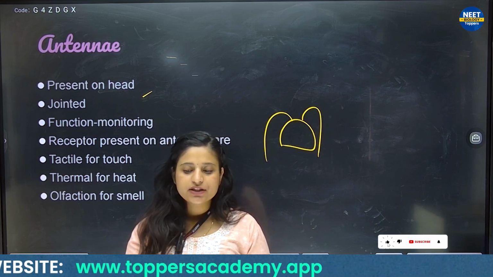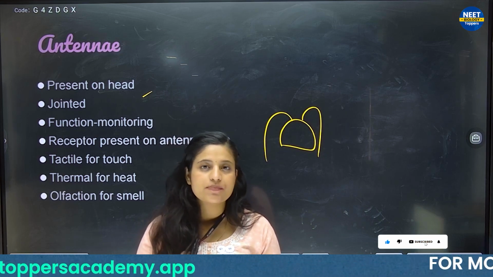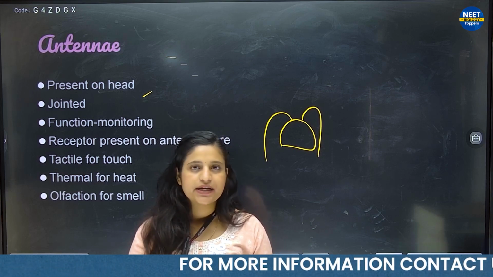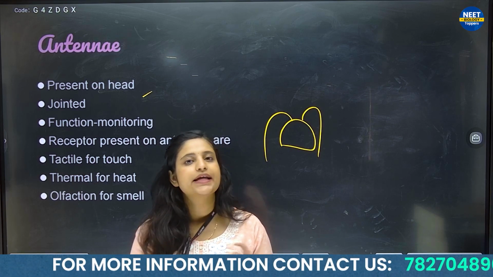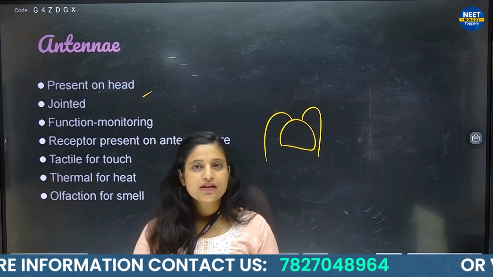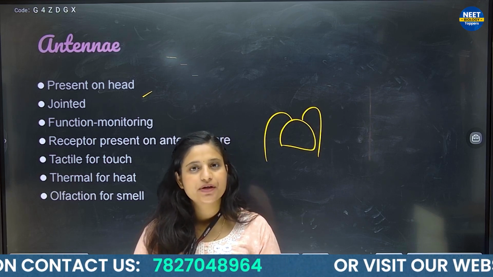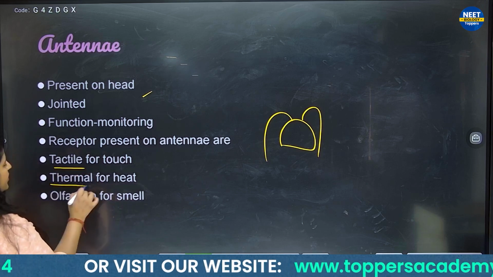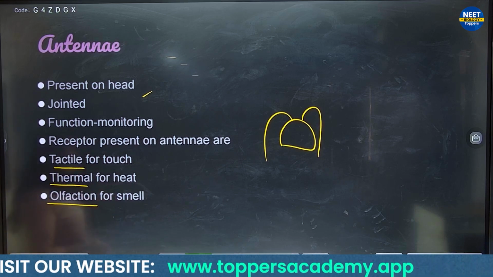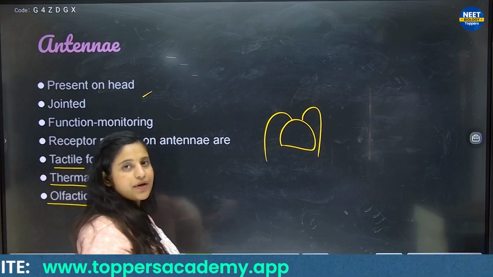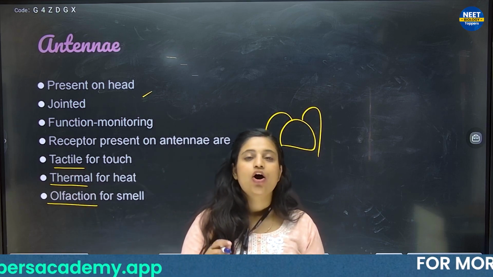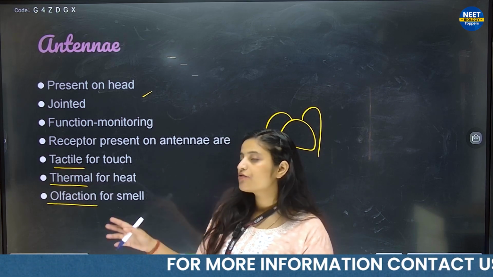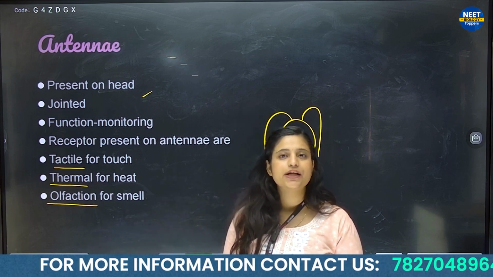The antennae are a structure responsible for collecting different information. It is a sensory structure, that's why it collects information, because in the antennae, 3 types of receptors are present: the tactile receptor, thermal receptor, and olfaction receptor. The tactile receptor is responsible for touch, the olfaction receptor for smell, and the last one, the thermal receptor, for heat.